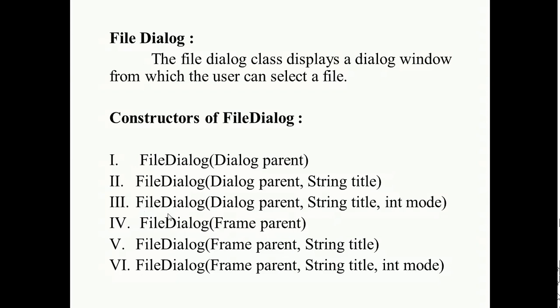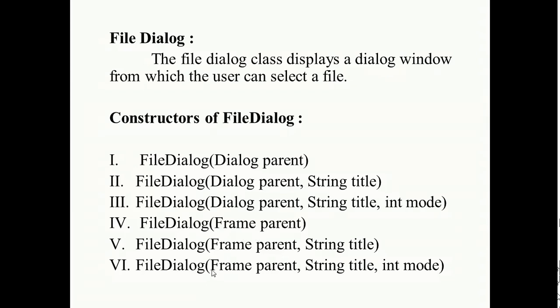The third constructor is FileDialog, having 3 parameters: dialog parent, string title and int mode. This constructor creates a file dialog object with the specified title for loading or saving a file. Means for loading and saving a file, this constructor creates the file dialog object. The fourth constructor is FileDialog. The parameter is frame parent. This constructor creates a file dialog object for loading a file.